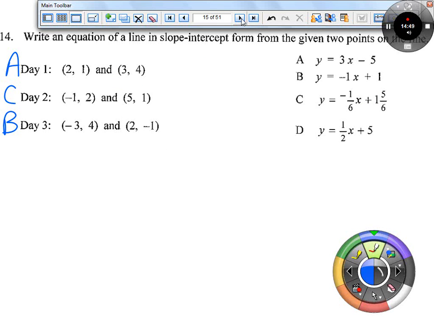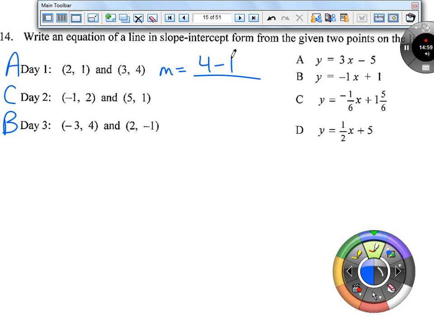Which of these is in slope-intercept form? So here's the full method. First you want to find the slope, just like we did before. So we'd have 4 minus 1, these are your y's, and then on the bottom, 3 minus 2. So it looks like we have a slope of 3 over 1, or just 3.